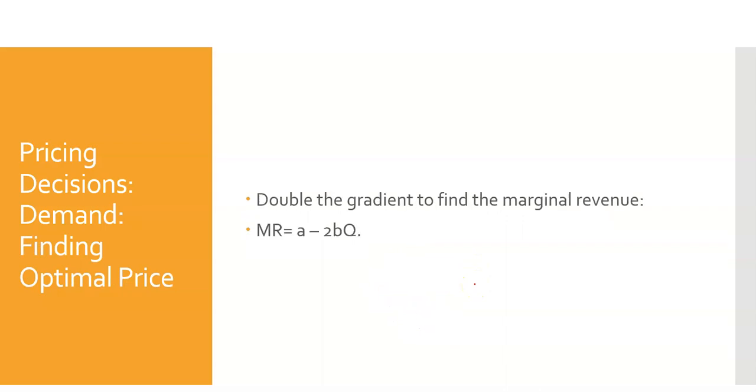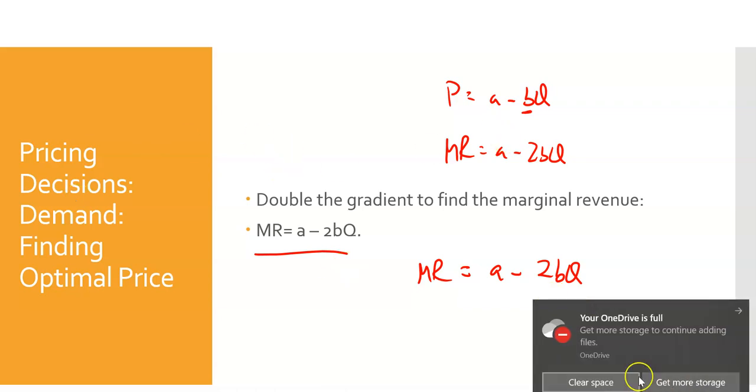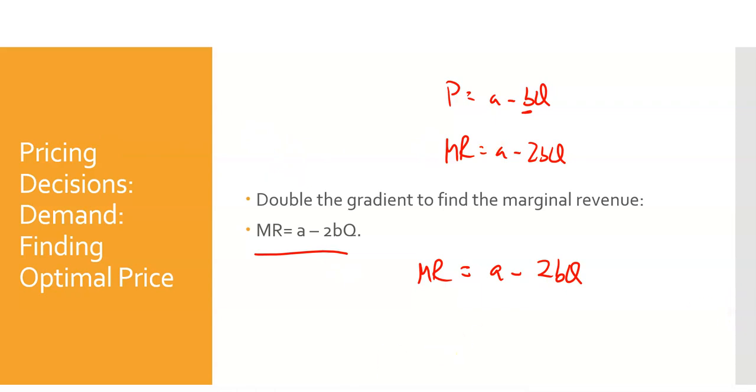So we establish the price and quantity relationship, and then we are also given in the exam the marginal revenue relationship, and MR is equal to A minus 2BQ. So P is equal to A minus BQ, and we're literally doubling the gradient. It's telling us that MR is equal to A minus 2BQ. So this is marginal revenue. Right, now what does this mean for us? How do we use this information?